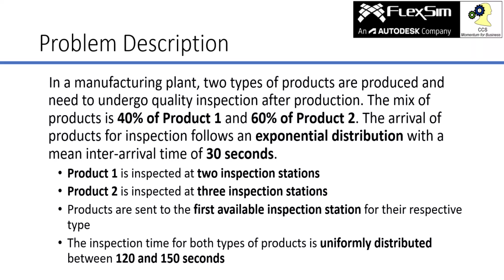Product 1 can be inspected at 2 inspection stations. Product 2 can be inspected at 3 inspection stations. Products are sent to the first available inspection station for their respective type. The inspection time for both types of products is uniformly distributed between 120 and 150 seconds.